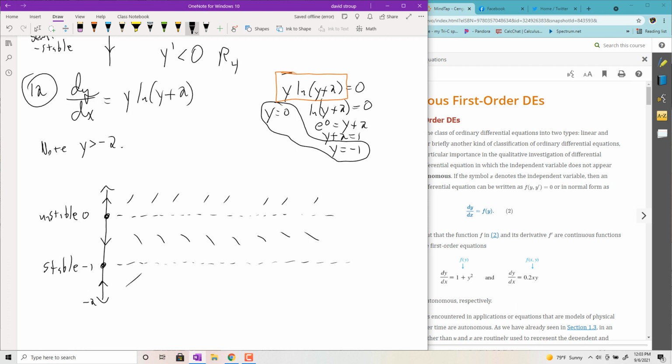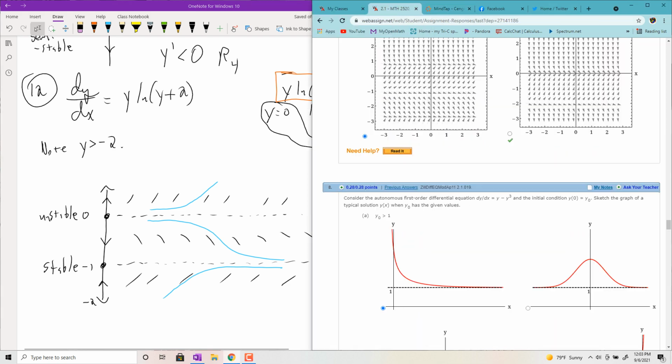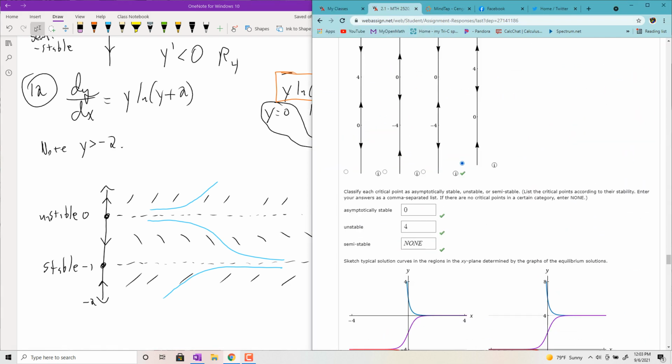And then, of course, down here, the solutions will be going up like this. And you can draw out potential solutions. So stuff would be going like that in that region, like this in this region, and like this in this region. And then, yeah, let's look at the problem in that section.